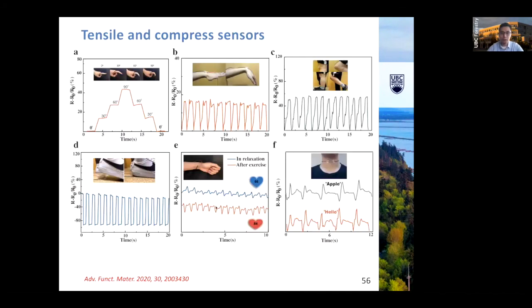Some demonstrations of the stress sensor and the compression sensor. It can detect finger movement, and it can even detect very subtle changes, for example pulse and also speech.